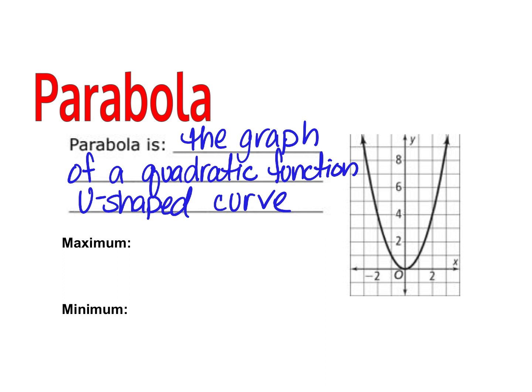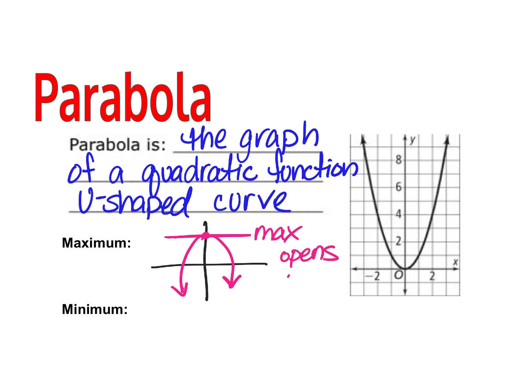When we talk about the graph of a parabola, the graph can have a maximum. So for example, let's say this is our x and y axis. We'll make this my parabola. This would mean a maximum. So this would be your max. That means it opens down. We can have the opposite of that, and this would be a minimum.